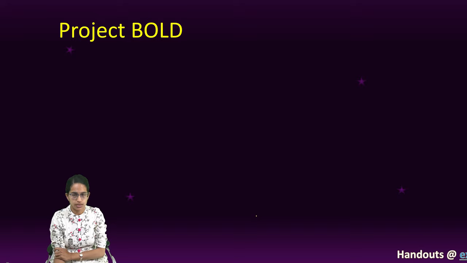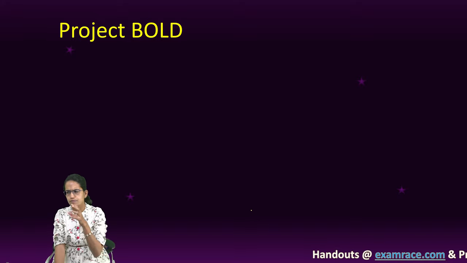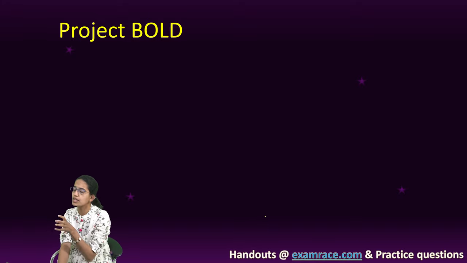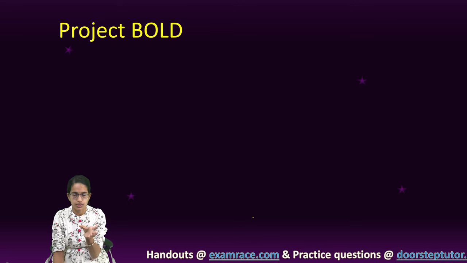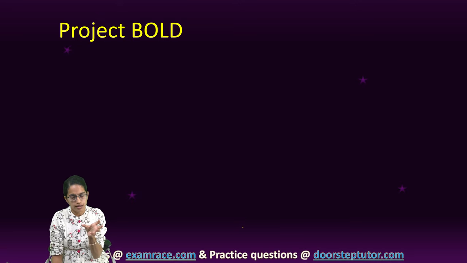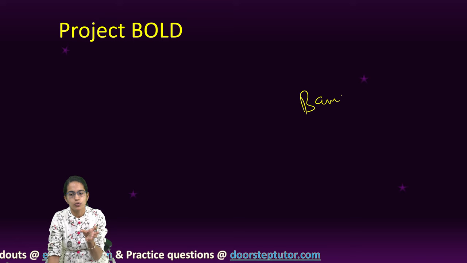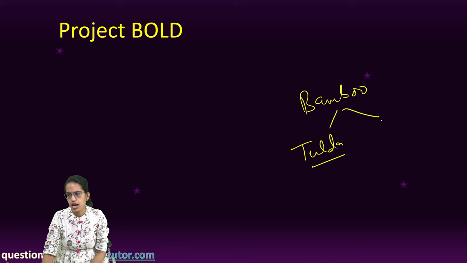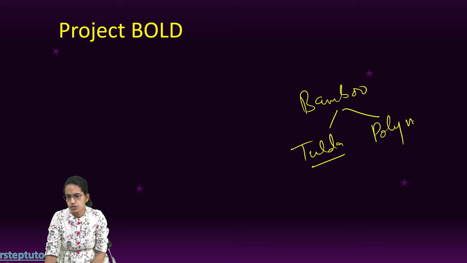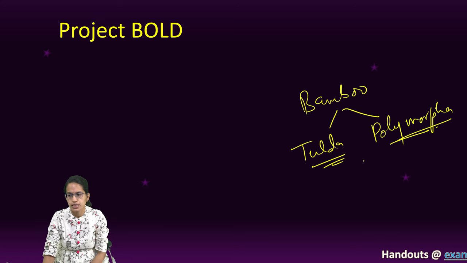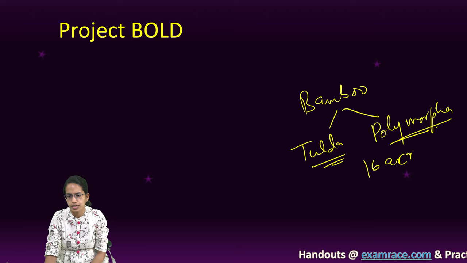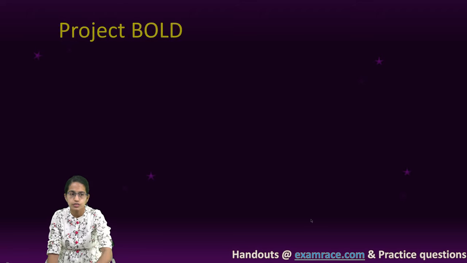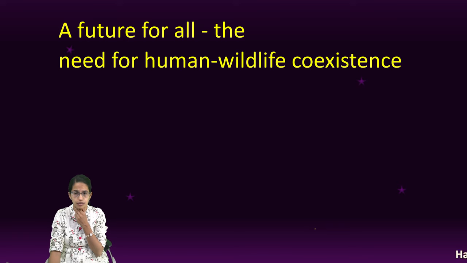Now this project is started in the Nichla Mandwa region of Udaipur district in Rajasthan. It's mainly catering to the tribal people and for bamboo cultivation. There are two varieties of bamboo, the Tulda species and the Polymorpha species. Both of these have been grown in the vacant lands of the Gram Panchayat, and nearly 16 acres of vacant land has been harnessed for bamboo cultivation under Project Bold.